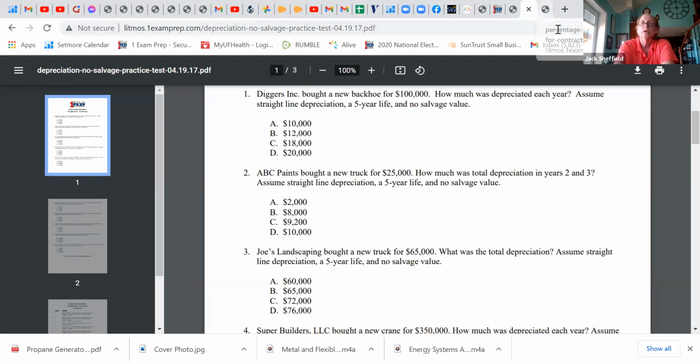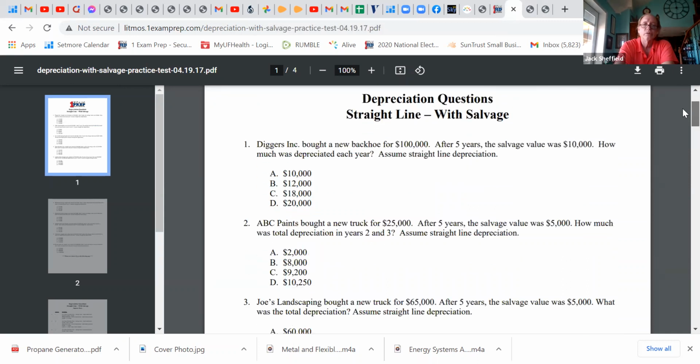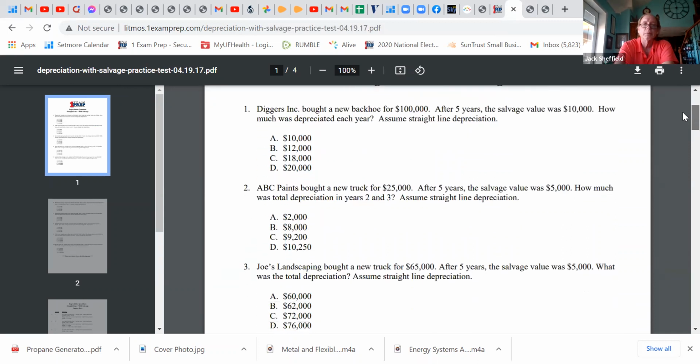All right, so I'm going to pull these up right now, and they're going to look very similar to these 3 questions, but there's just going to be a salvage value involved. So let's see how we do. All right, here we go. Let's do 1, 2, and 3, and then hit that pause button, and then come back and see how you did.